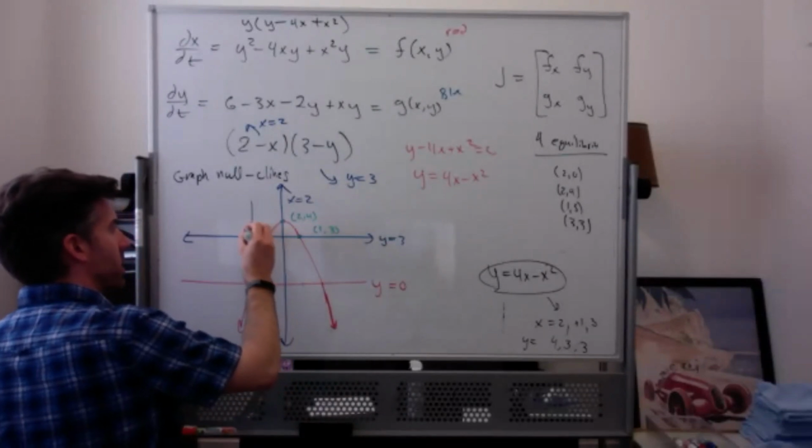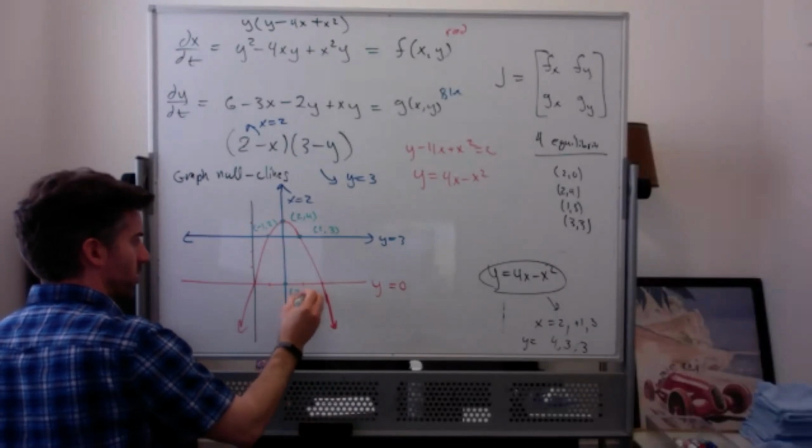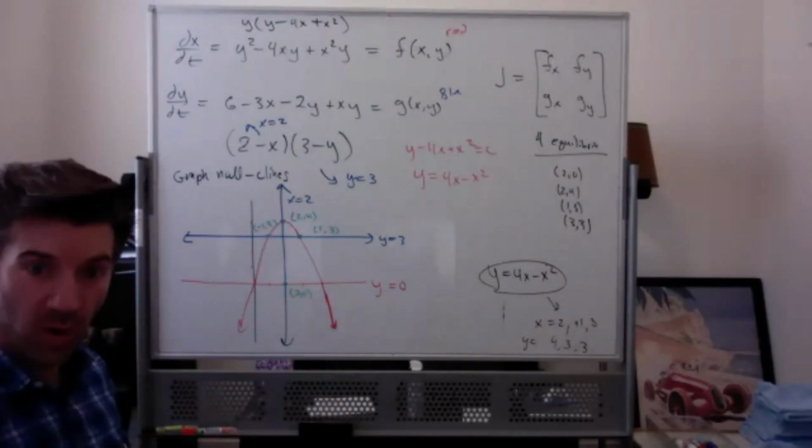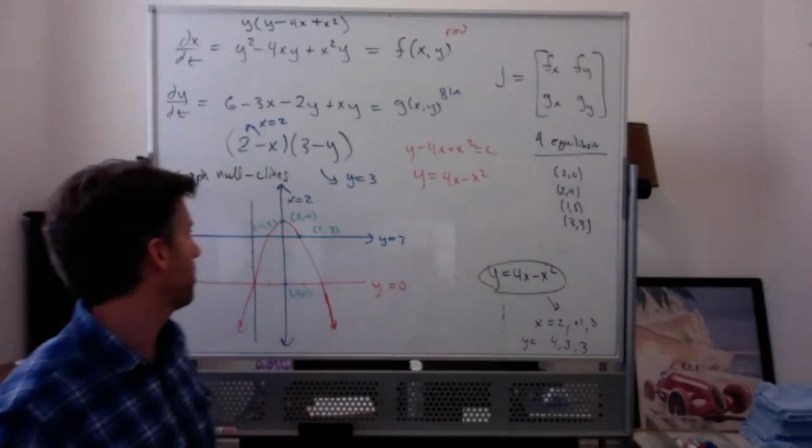We have one here at negative 1, 3. And we have one here at 2, 0. And that's it. Those are all the null lines, right? Or sorry, all the equilibria, which are exactly the ones we found over here.